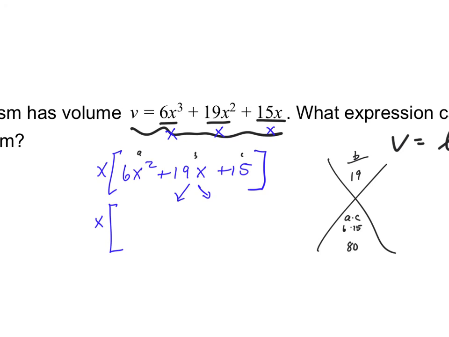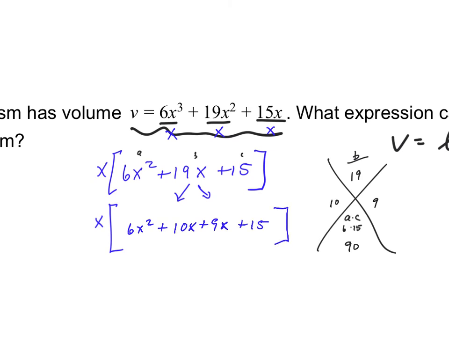Well, first of all, I can probably fix that. That's not 80. Sometimes I do make a mistake. A times c, 6 times 15 is actually 90. So what factors of 90 will add to be 19? Well, that's 10 times 9. So we can split that 19x up into 10x and 9x. So we have 6x squared plus 10x plus 9x plus 15.